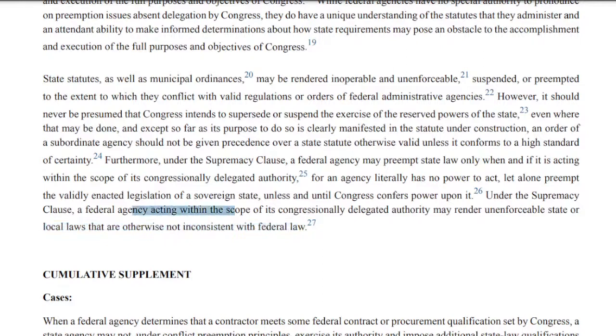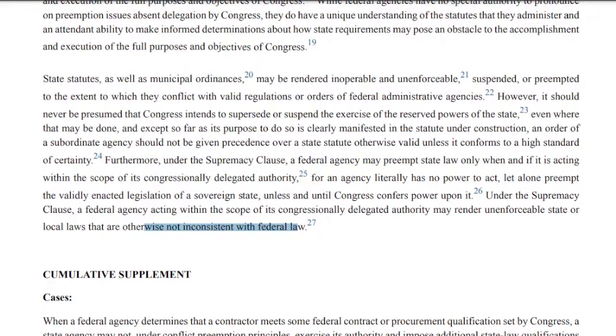So, as long as it has congressionally delegated authority, a federal agency can still render state or local laws unenforceable that are otherwise not inconsistent with federal law. So there's really no conflict. So this wouldn't be preemption by conflict.